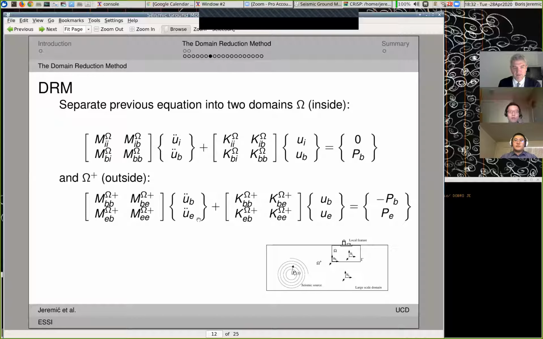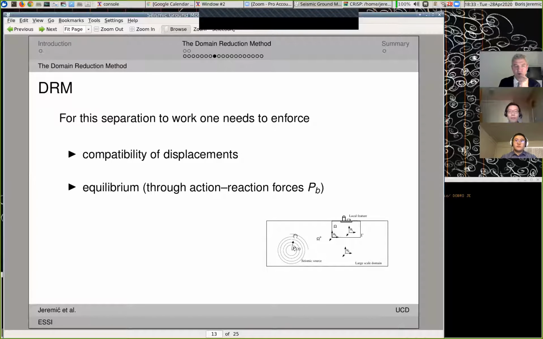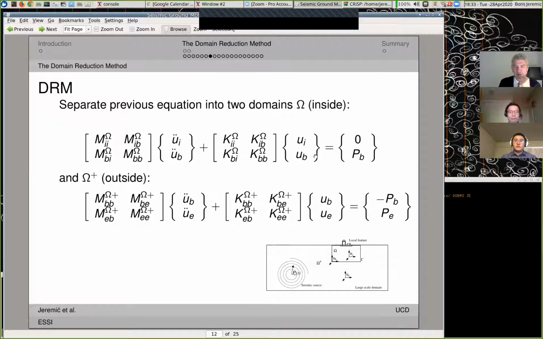And these are for B's and E's. These are on the boundary and external. What do we need to enforce in case of splitting the system into two subsystems? The first thing we need to enforce is the compatibility of displacements. And going back one slide, we do that because right now we have boundary displacements here, and we have the exact same boundary displacements here. So we do enforce compatibility of displacements.